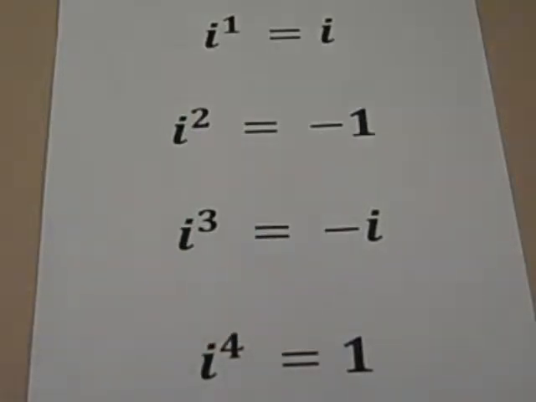Now luckily there's a pattern here. Since i to the 0 is 1 and i to the fourth is 1, the pattern repeats every 4 powers of i. So i to the fifth is going to be the same as i to the first, or i. Now this is getting a little complicated, so I think we need some diagrams here.